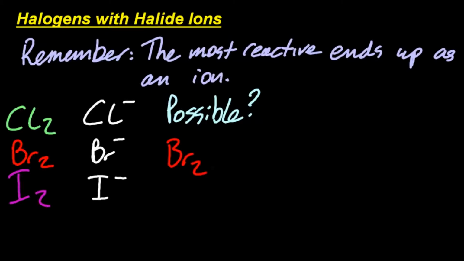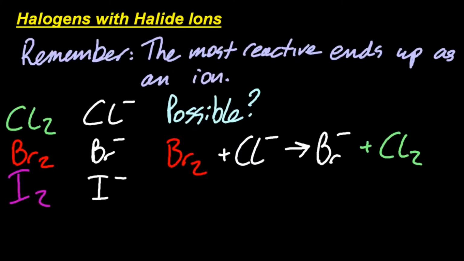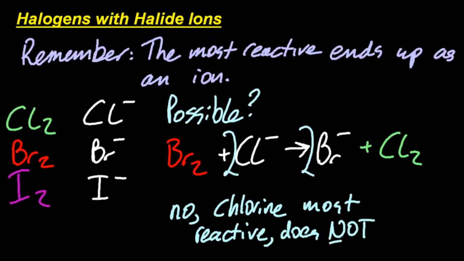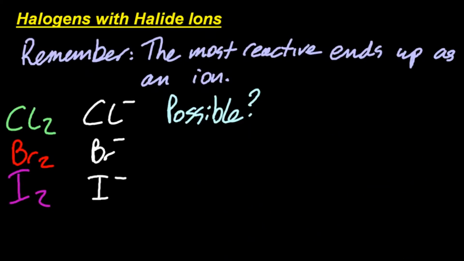Another sort of question, is this possible? Bromine and chloride, is it going to do that? Is it going to turn from red to green? Does the most reactive end up as an ion? Well, what's more reactive, bromine or chlorine? Chlorine's more reactive. No. Chlorine's the most reactive, it's highest in the halogens, and that doesn't end up as an ion, so no, that won't work. It won't turn from red to green. It's not going to work.